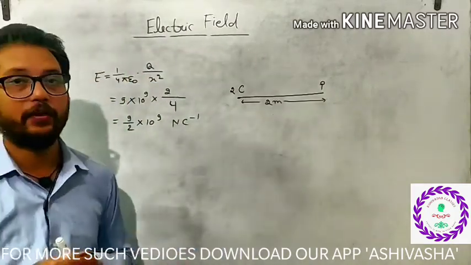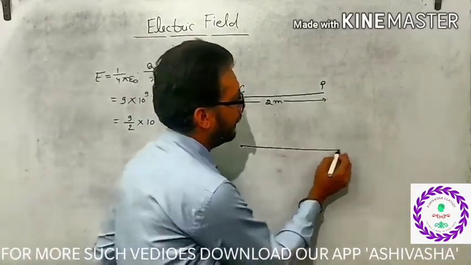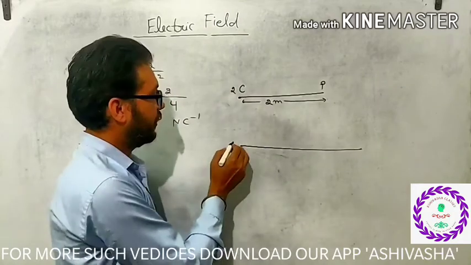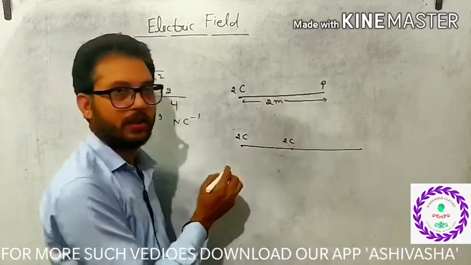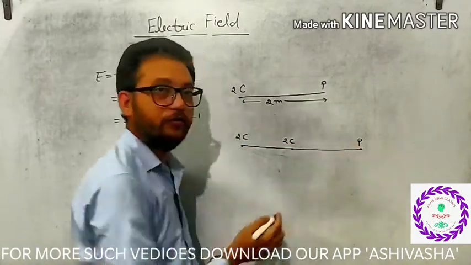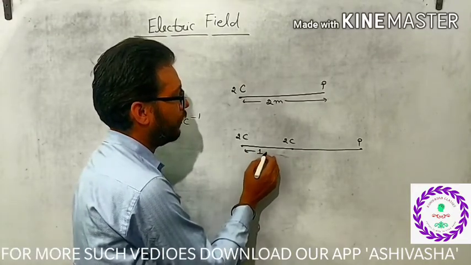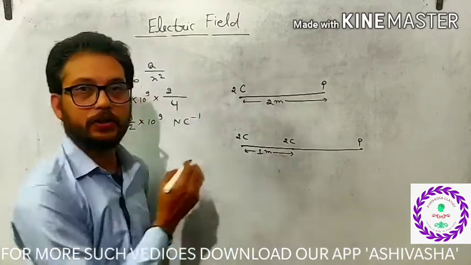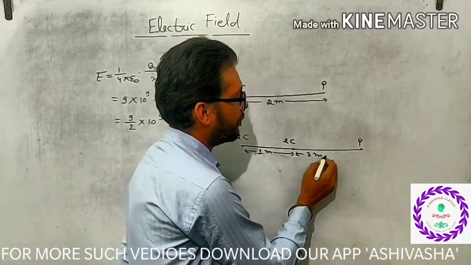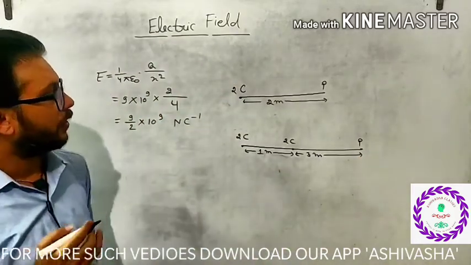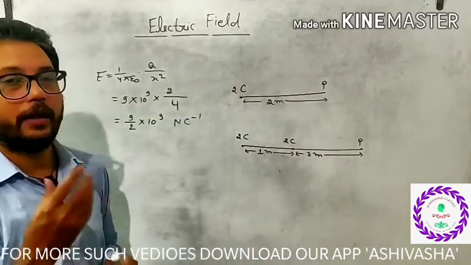Now if we have more than one charge, let's suppose we have two charges this way. Suppose this is a charge of 2 coulomb, this is another charge of 2 coulomb, and this is point P at which we have to find the electric field. Suppose the distance between these two charges is 1 meter, and the distance to the point is 3 meter. So in this situation we have to follow the vector rule.